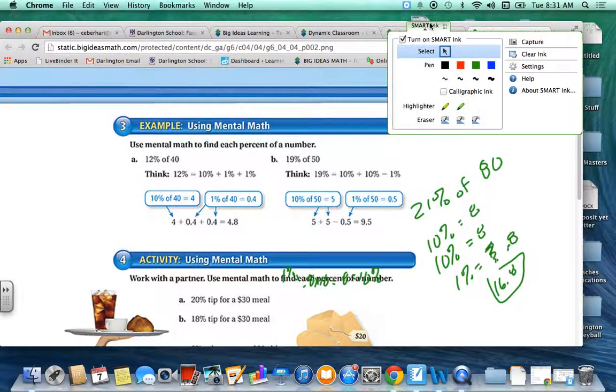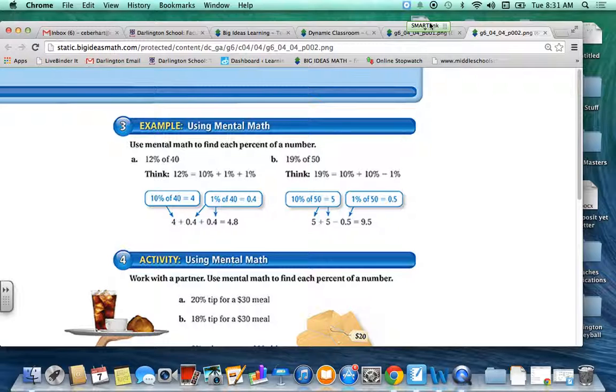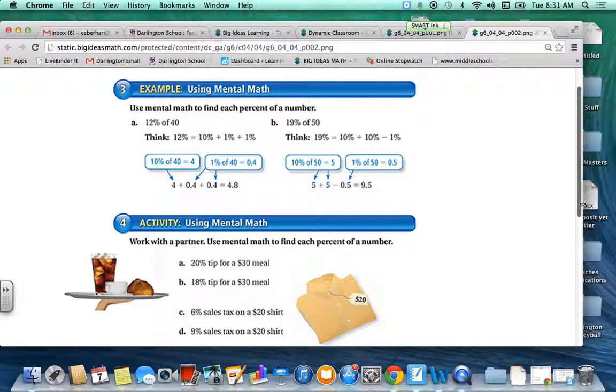Now flipping over to the other examples, we can use this to apply to other mental math. Okay, using mental math to find each percent of a number. So we have 12% of 40. You'll notice in the example here, 10% of 40 represents 4, and then we have the 1%. So we have 10% plus 1%. 10% is 4, and if 10% is 4, that means that 0.4 must be 1%. Add those up, and we are able to get to our answer.